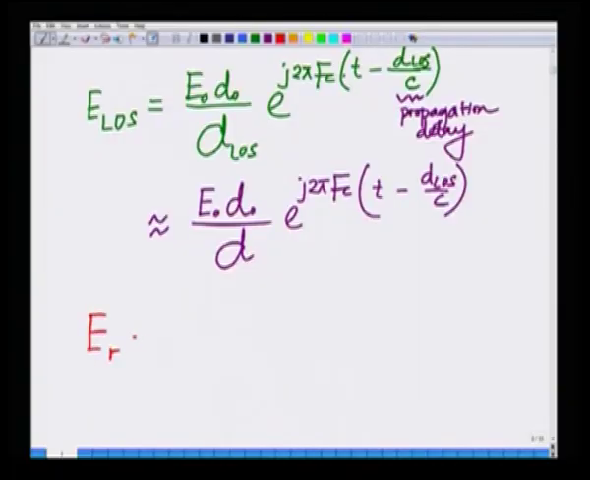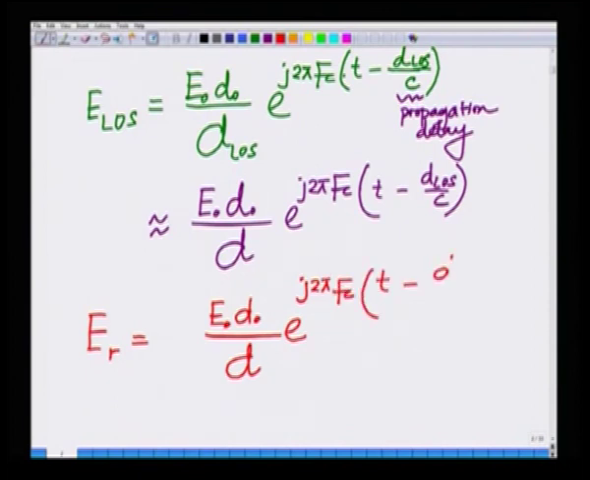Similar to above, the strength is E naught D naught, again I am going to approximate dG by D into e power j 2 pi f c t minus dg. This is the propagation delay which is related to the distance dg. However, there is also now a factor of -1, and that arises because of the ground, that is the phase inversion at the ground reflection.